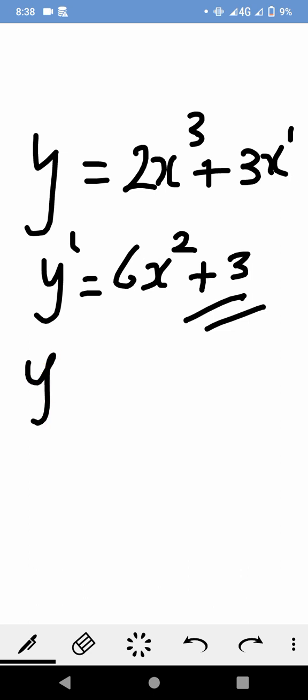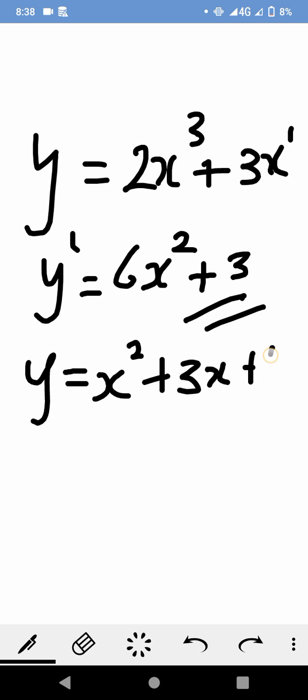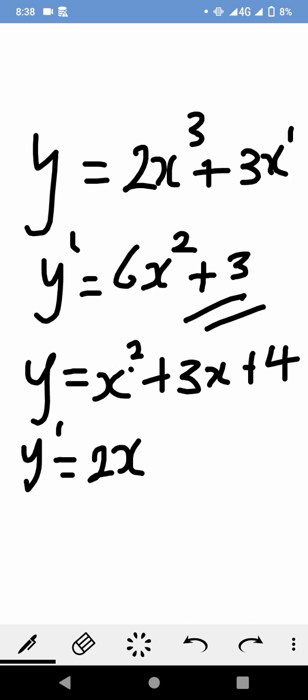So if we have y equals a quadratic, let's say x squared plus 3x plus 4, our y prime is going to be equal to: bring down the power 2, you have 2, reduce the power 2 by 1, you'll be left with 1 there for x. Now for 3x, bring down the power 1 that x is carrying, it will still give you 3. If you reduce the power 1 by 1, you will have 0. Anything raised to power 0, remember, is 1.